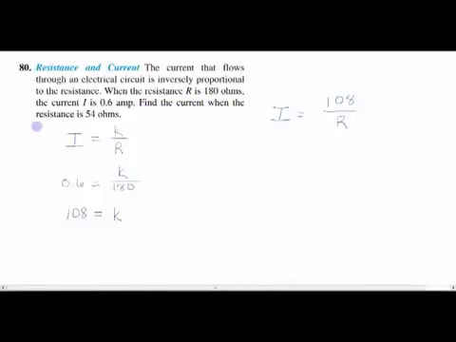Now find the current when the resistance is 54 ohms. So we have I equals 108 over the resistance, which is 54. When we simplify that, we get an I of 2. And remember, I was measured in amps, so we have 2 amps.